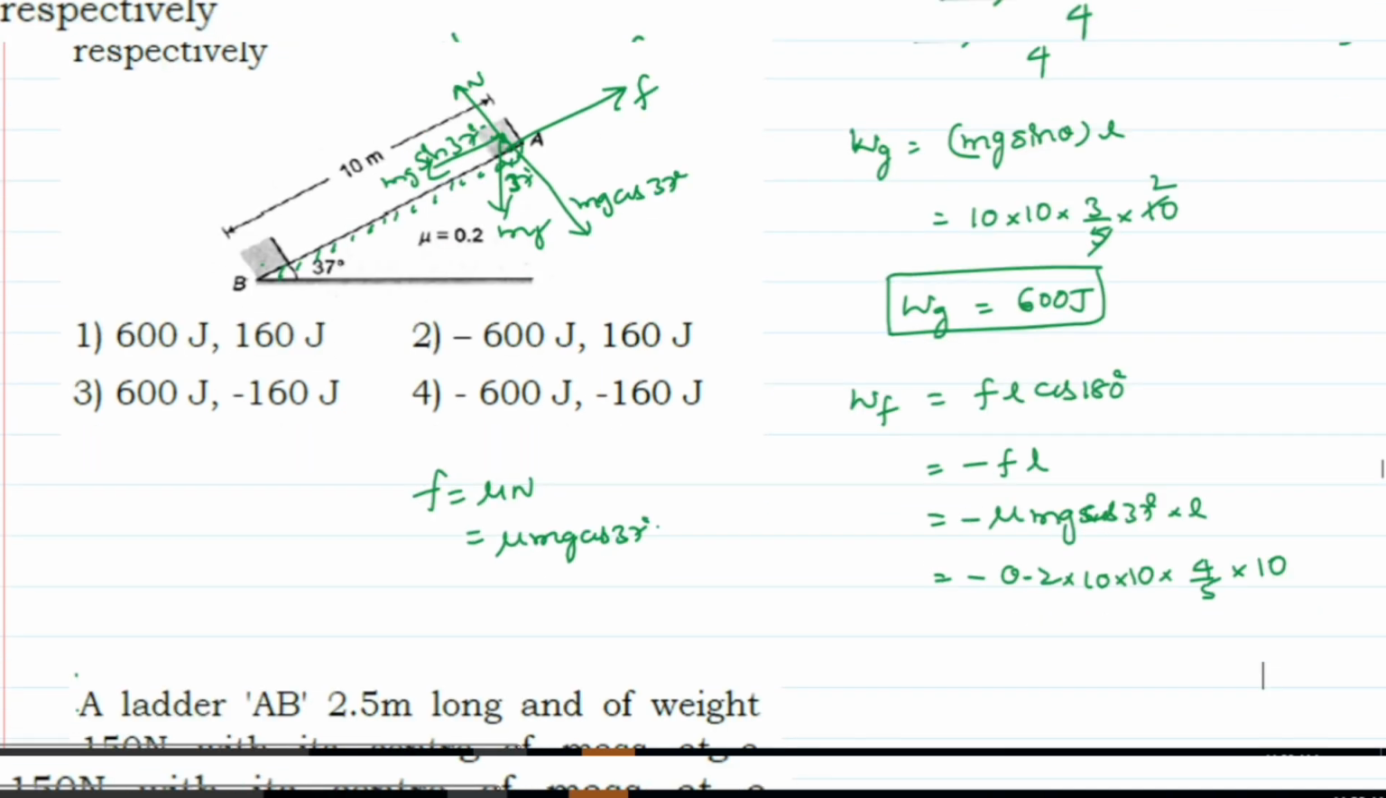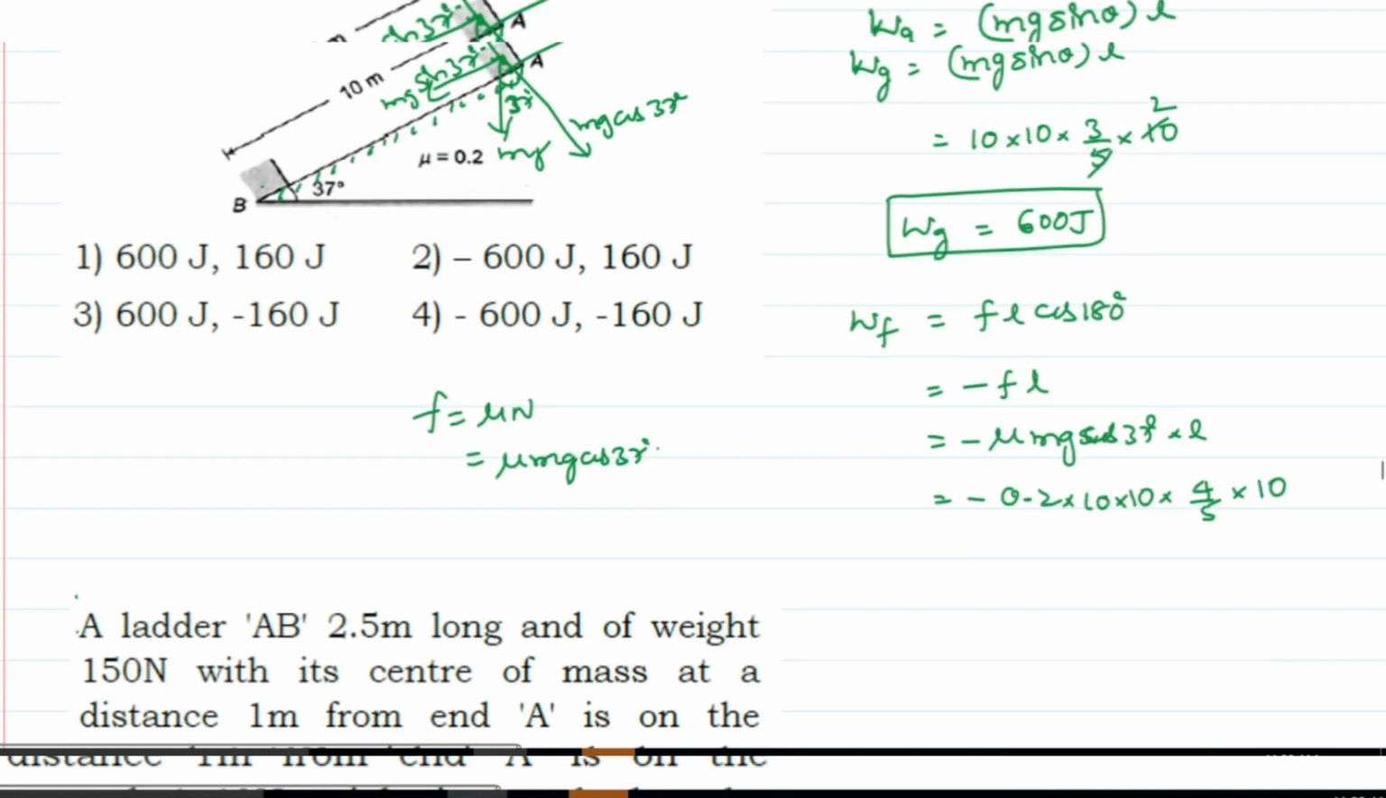So when you are simplifying these values, work done by the frictional force: 5 2s are 10, 2 4s are 8, 8 into 100 is 800, 800 into 0.2 we will be writing as nearly minus 160 joules. So this will be the correct answer.